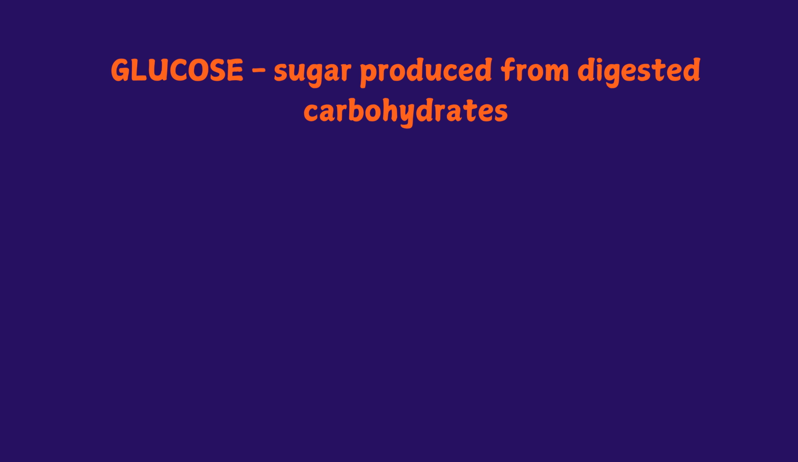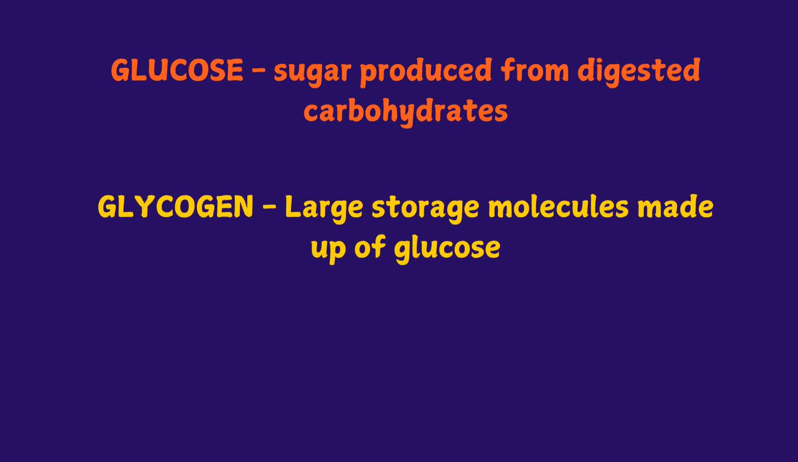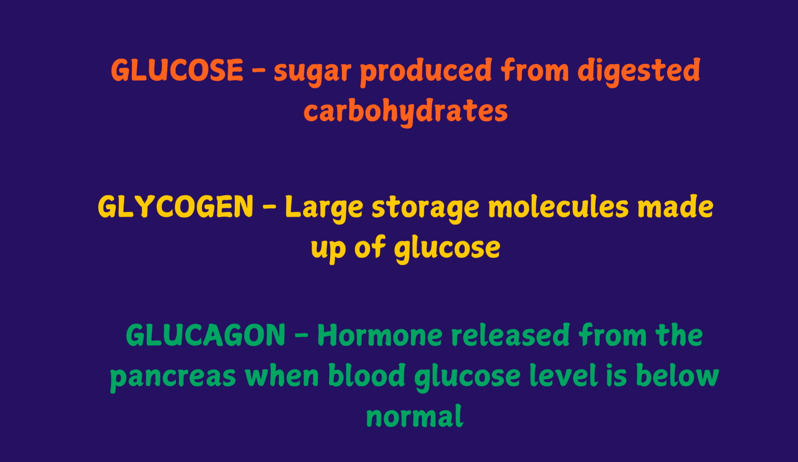There are three words in this topic that students usually get confused with, and they tend to not spell them properly. The first one is glucose. Remember, glucose is the sugar produced from digested carbohydrates. The next one is glycogen. Glycogen is the large storage molecule made up of glucose. And glucagon. Glucagon is the hormone released from the pancreas when blood glucose level is below normal. So glucose is the sugar, glycogen is the storage molecule, and glucagon is the hormone.